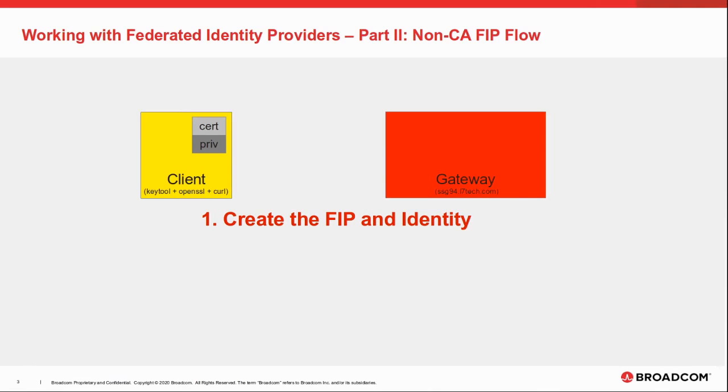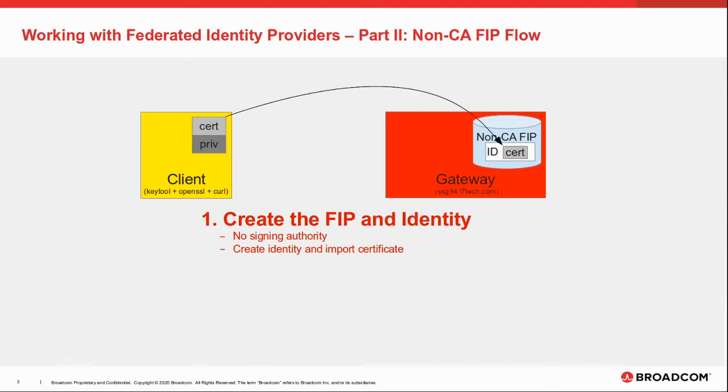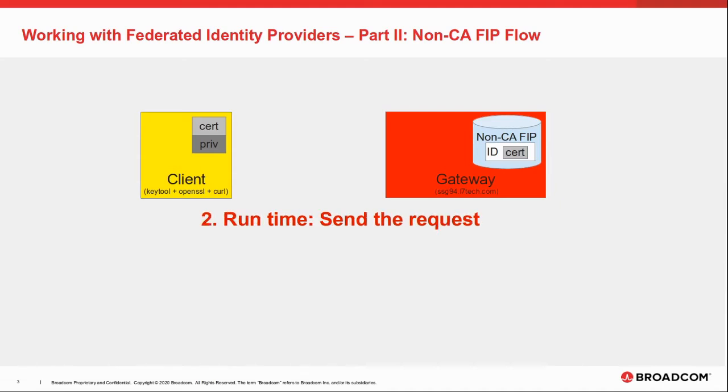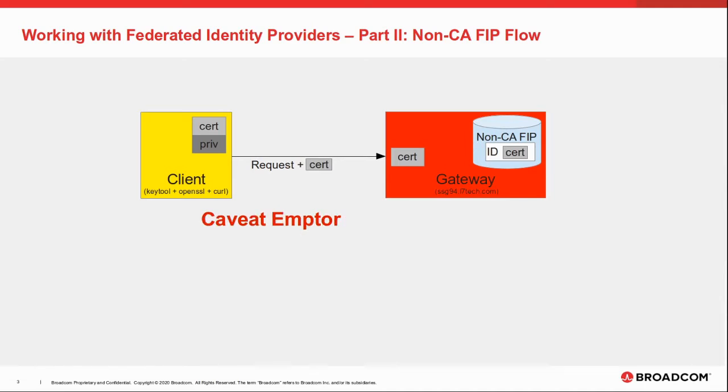Now the first step is to create the FIP and an identity in it. So we create a non-CA FIP that has no signing authority associated with it. Then we create an identity inside of that FIP and import the certificate for that identity into the FIP. Then at runtime, as usual, we send the request with the certificate and we validate that certificate against the federated identity provider. Of course, there's caveats.